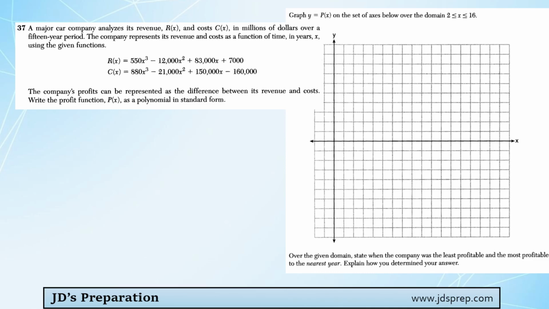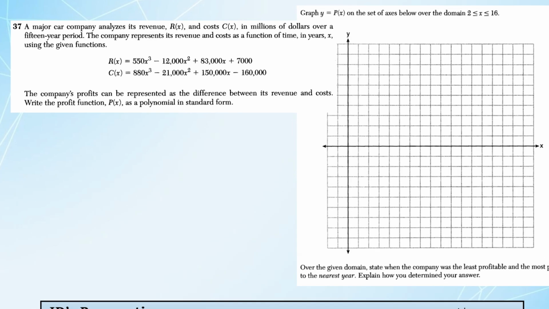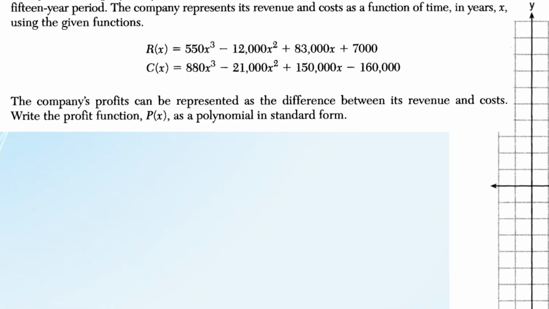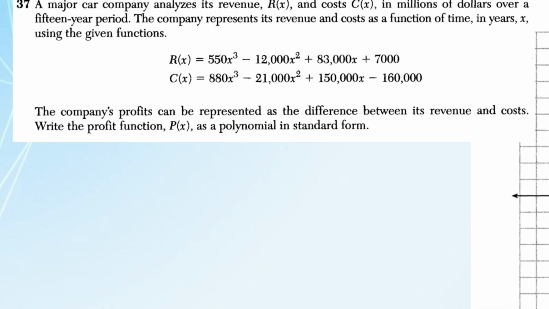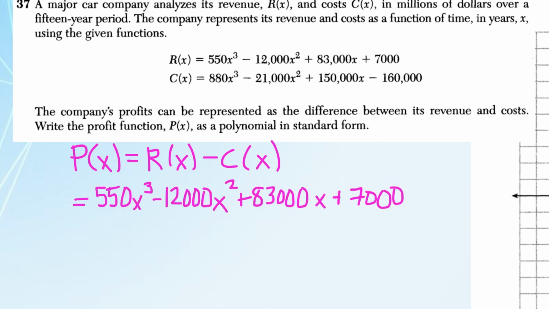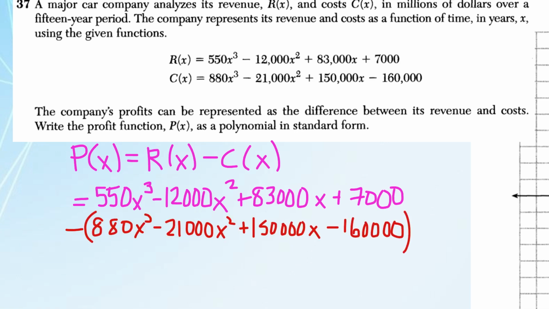The first part of this question is not too difficult. We're being asked to write the profit function p of x, and p of x is going to be the difference between its revenue and its cost. So r of x minus c of x, just like that. So r of x is 550x cubed minus 12,000x squared plus 83,000x plus 7,000. And then we're going to subtract c of x, and that will give us p of x.